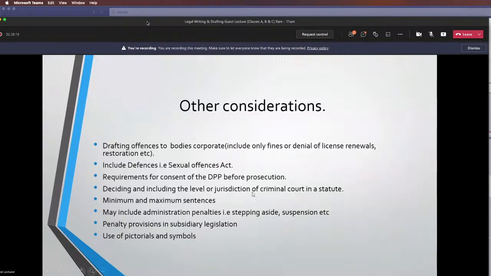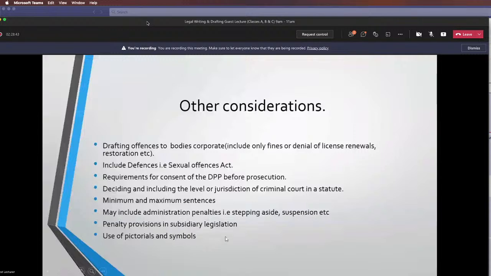You may also include administrative penalties. For instance, if it is in an administrative institution, you can say the first will be stepping aside, the second will be suspension. We also have circumstances where we say this offense, or whatever nature of offense, may have to be tried somewhere first before it goes to court, like a tribunal or something like that.